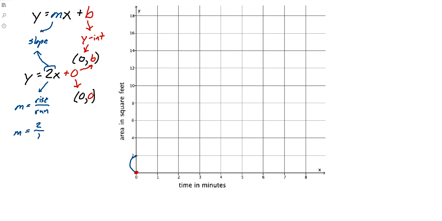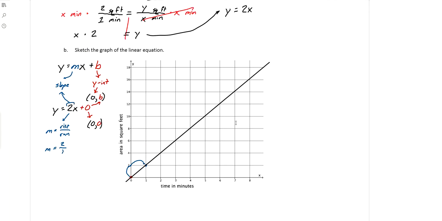And then over 1. Ooh, that's a little tricky here. Actually, no, it's not because the x-axis is going by 1. So up 2 over 1 tells me my next point will be right there. And as long as I have 2 points, I can just use my ruler and draw a line through those points. So there we go. I took my ruler, I made sure I went through both points.